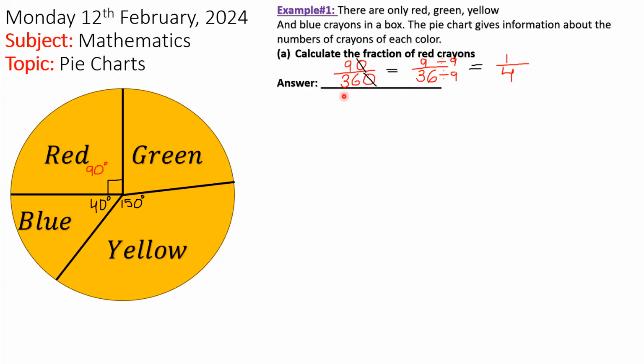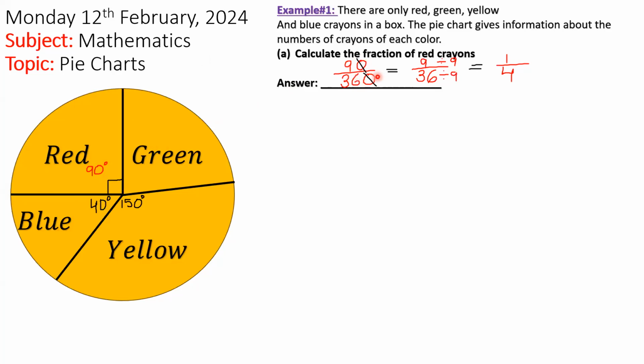Okay, no problem. The first thing we need to ask ourselves is, what does this box mean? This box means 90 degrees. Now it's going to be 90 out of a total of 360. So that's why we have 90 over 360 first.